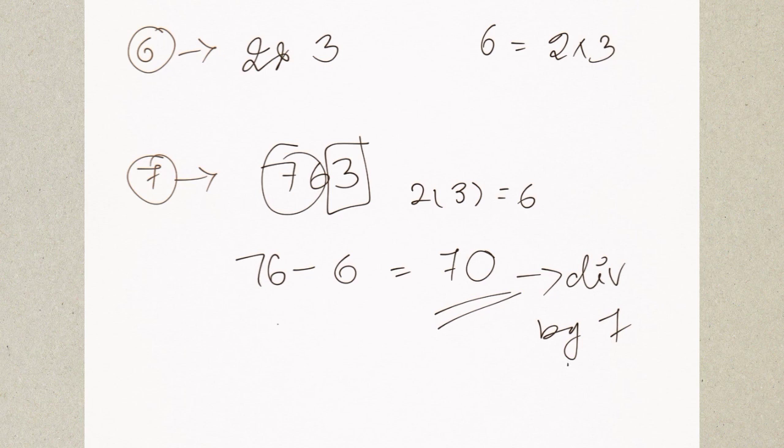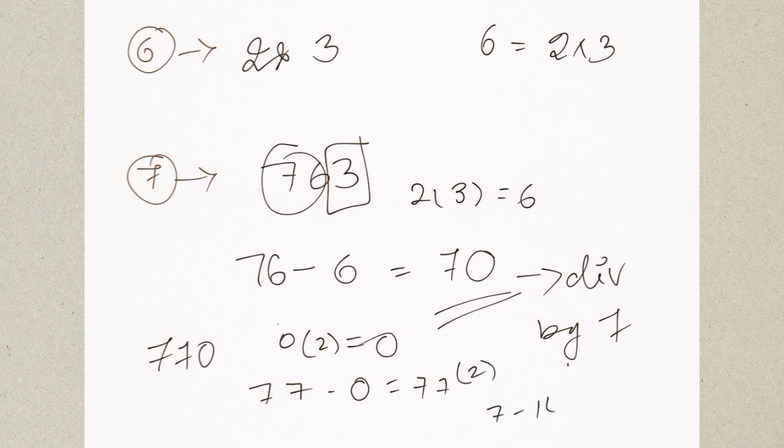If you want one more example, again I'll give 770. So 0 into 2, what is it? 0 only. So 77 minus 0 is 77. Suppose you don't know whether 77 is divisible by 7 or not. Again you have to do the same thing. 7 2's are 14. So 7 minus 14 is minus 7. Minus 7 is divisible by 7, yes. So if you don't know that number, you should continue the process. I hope it is clear.